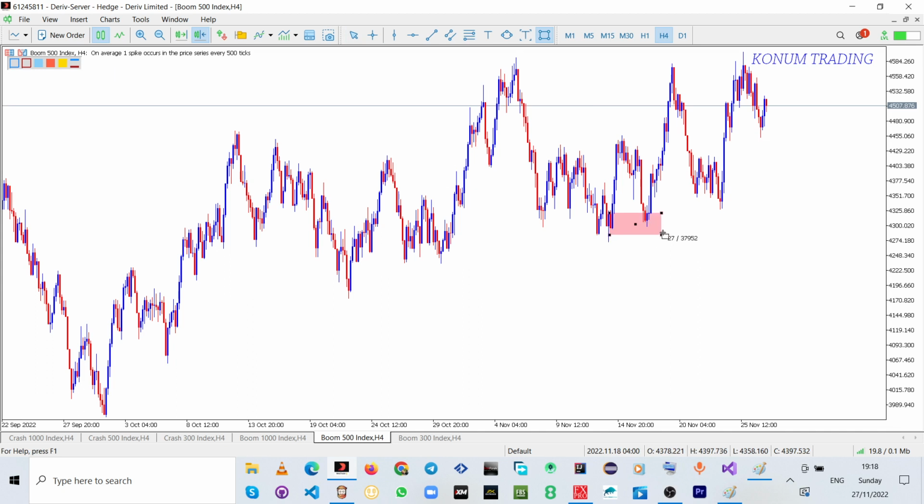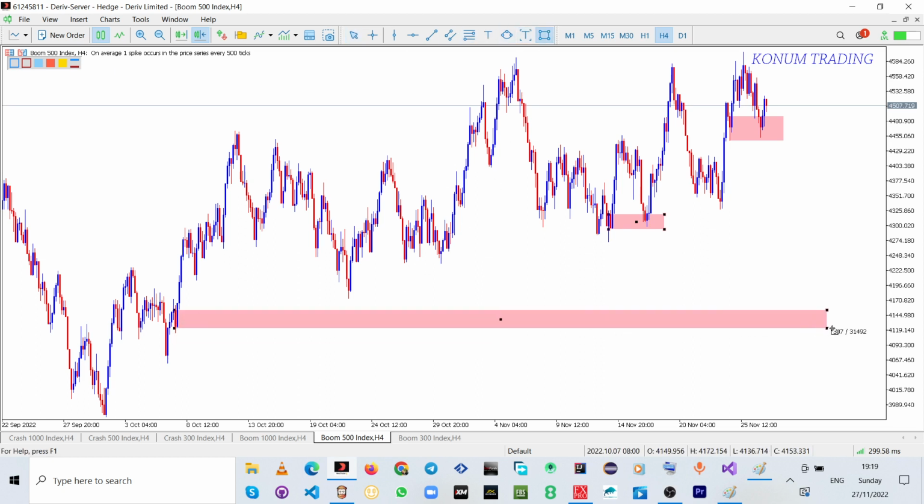Just like I told you, this was a trade for today. Money was made. This was today's trade. As I told you when I was analyzing the crash trades, this one hasn't played out. This is a beautiful zone, not yet.